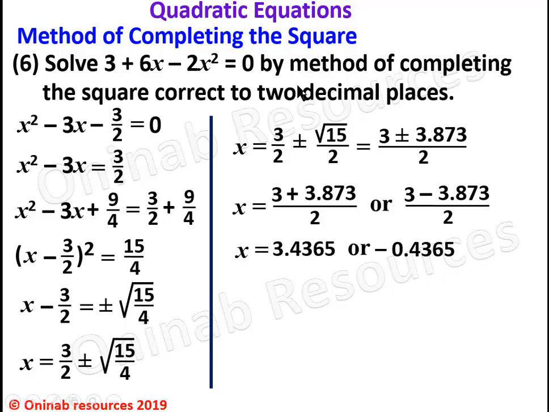And we have to give our answer to 2 decimal places. So that's going to give us 3.44 or negative 0.44. So we have done justice to this problem.